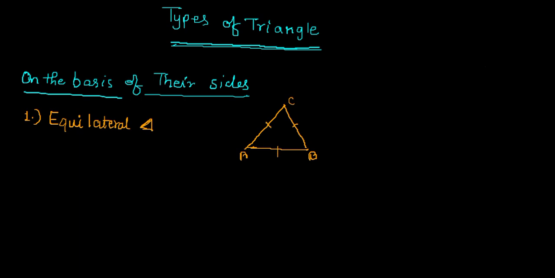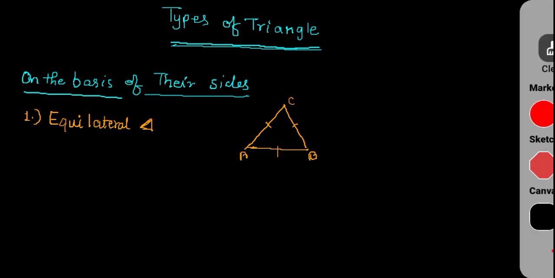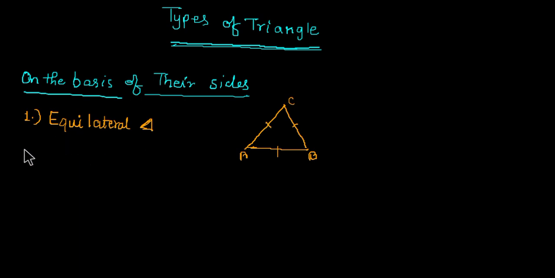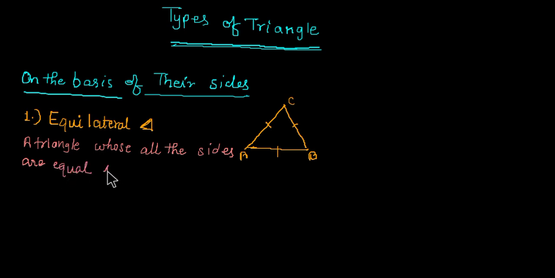So first we will write the definition of the equilateral triangle. What is an equilateral triangle? A triangle whose all the sides are equal is known as an equilateral triangle.